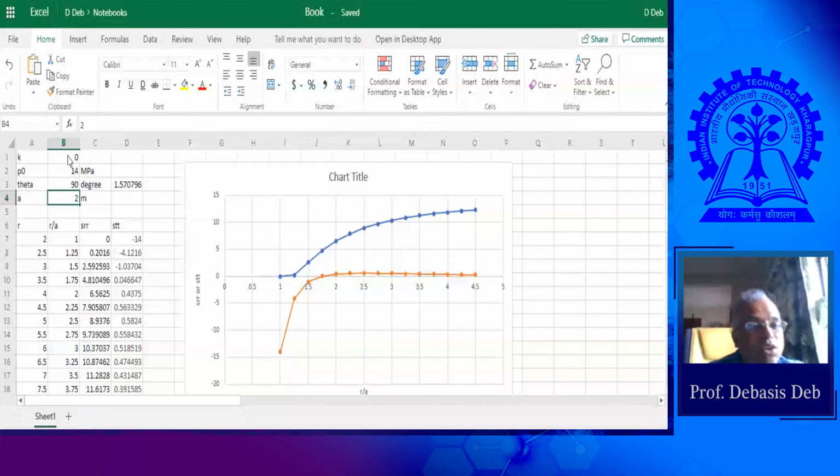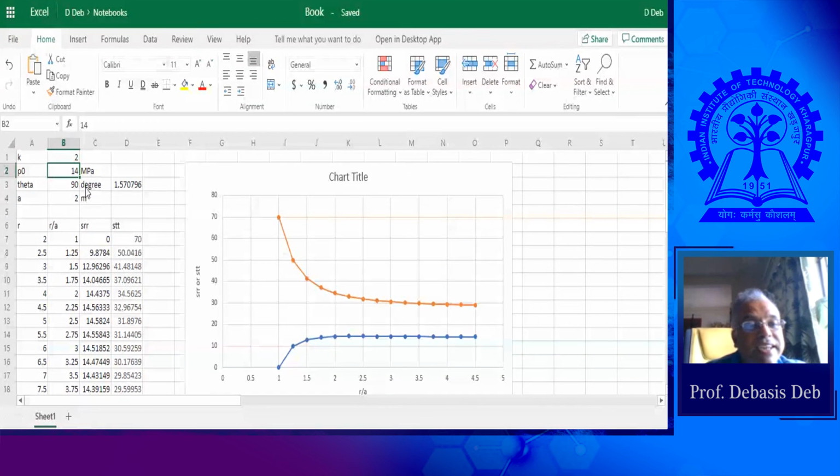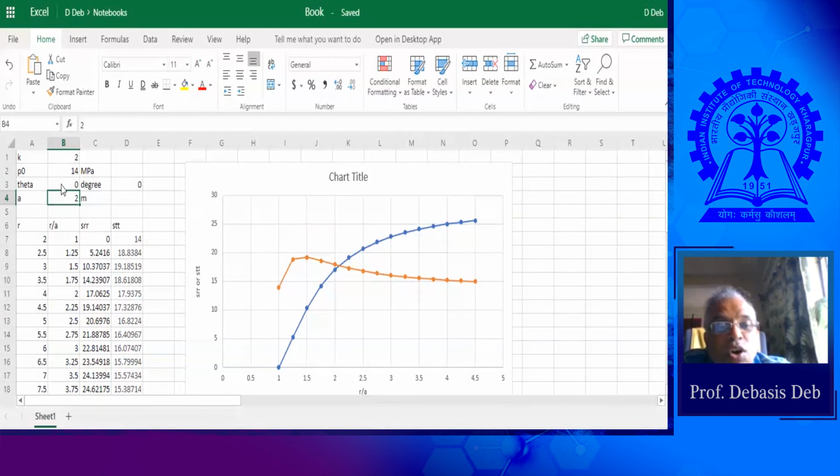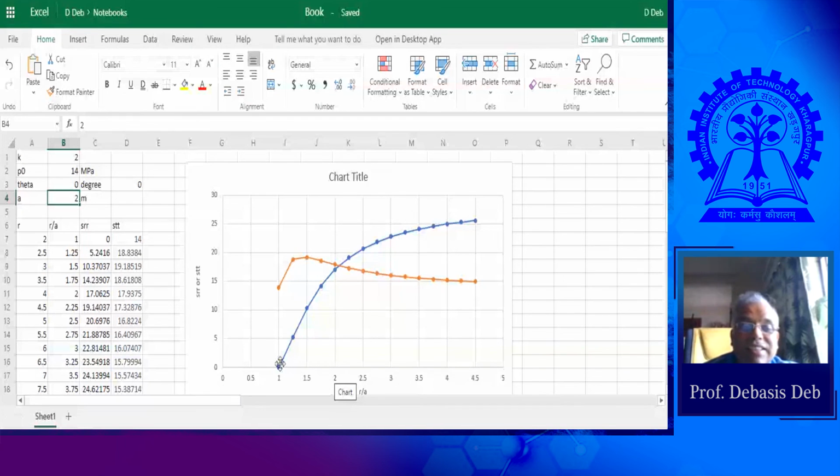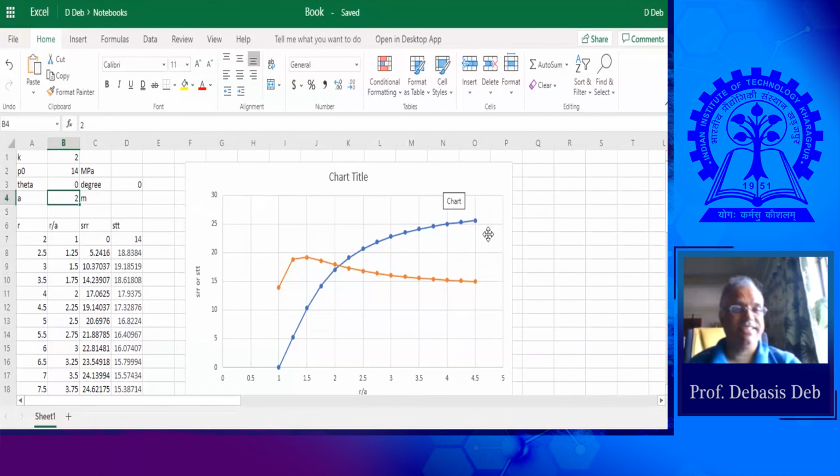Okay, and I show you another thing. If it is double and 0, so doubled and 0. So this will double, meaning horizontal stress will become twice. Okay, see, this is going towards that 28. Okay, and this was coming towards 14. Well, horizontal stress is now double. So you can see that.